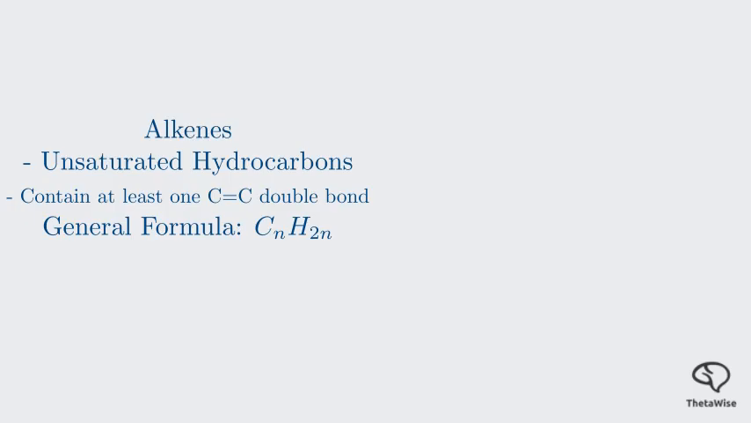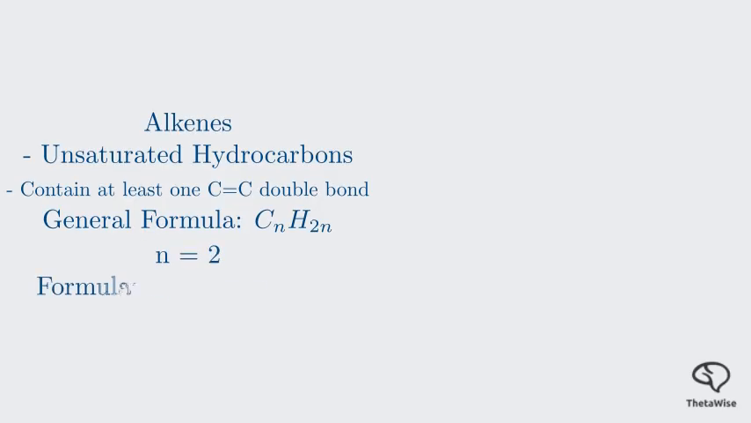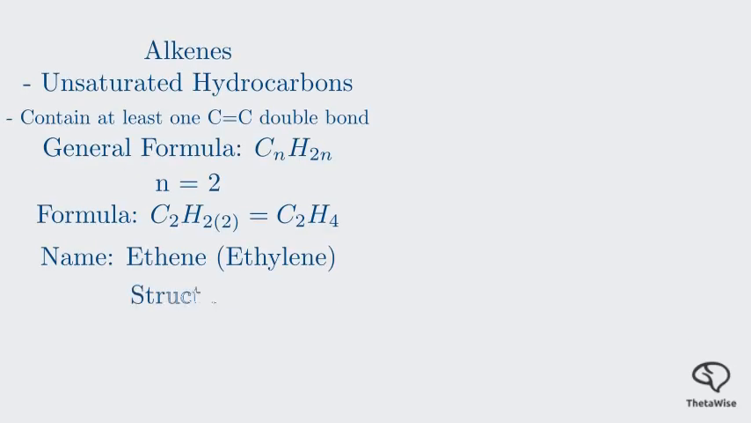The smallest alkene has 2 carbons, because you need at least 2 carbons to have a double bond between them. So, for n equals 2, the formula is C2H4. This compound is called ethene, though you might hear it more commonly referred to by its older name, ethylene. Ethylene is a very important hormone in plants that regulates ripening, and it's also a major industrial chemical.